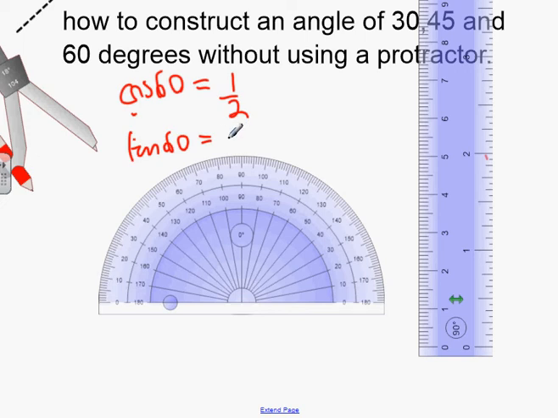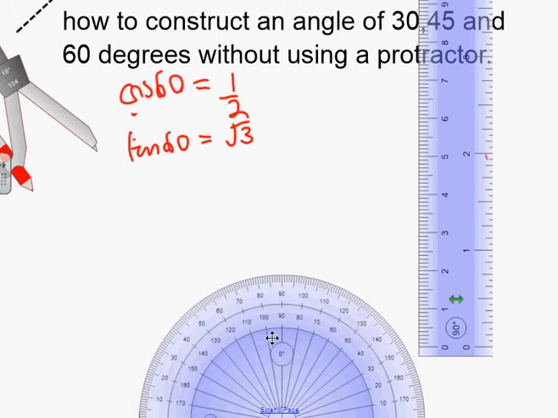Tan 60 is root 3. Is everybody reading their tables? And then finally sine 60. Now which ones can I not draw? I can't draw a root 3 because root 3 has decimals in it. So what I can draw is cos 60, which is 1 over 2.